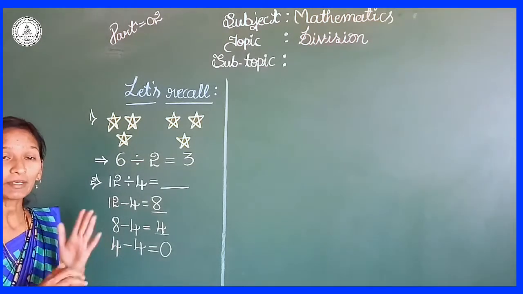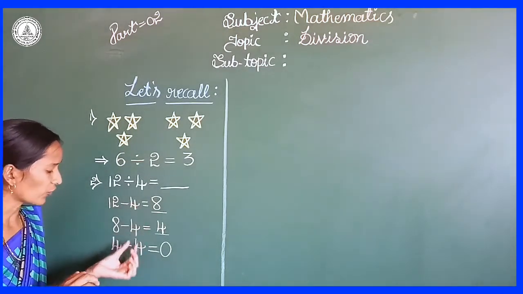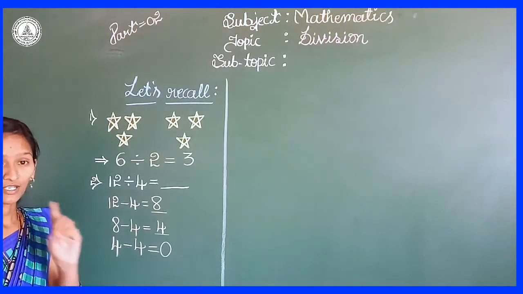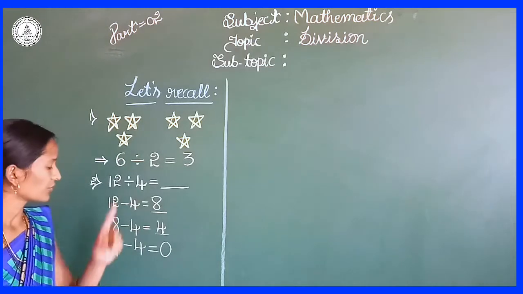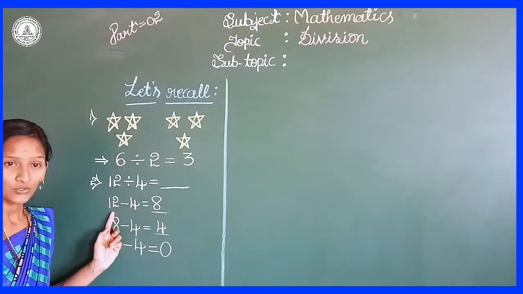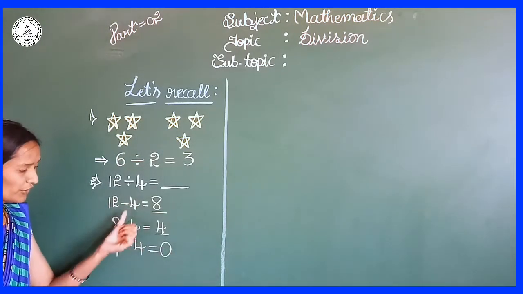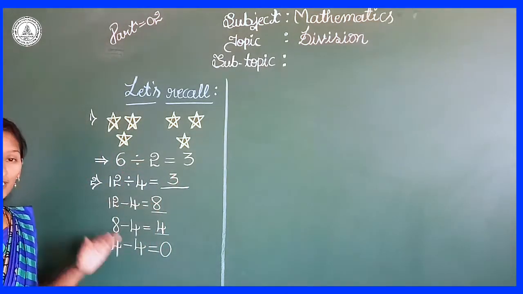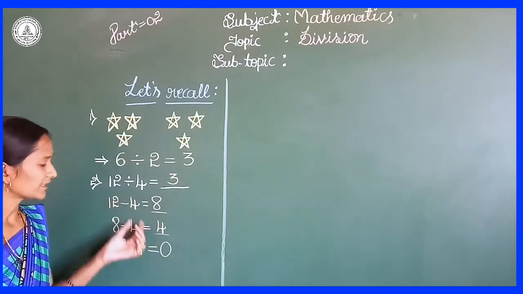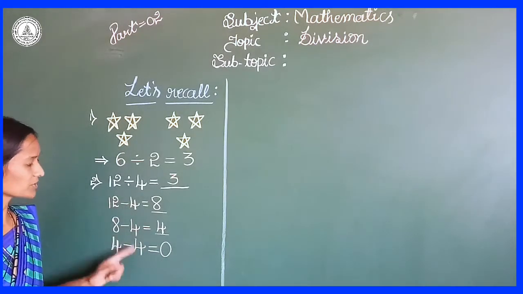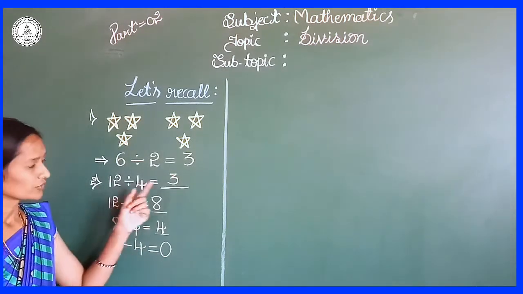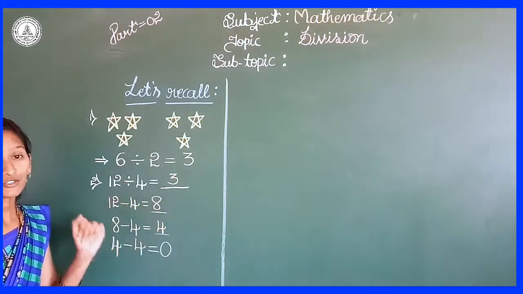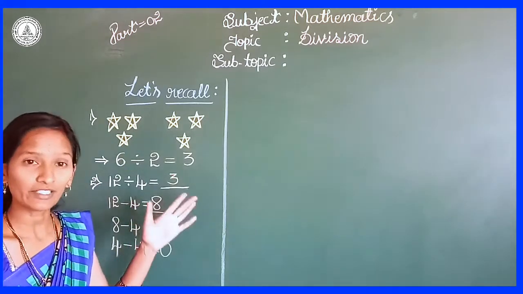Here, we repeatedly subtract the number 4. How many times? 1, 2, 3 times, 3 times from 12. So what is our answer? 1, 2, 3. So 3 is our answer. In this problem, we subtract the number 4 three times from 12, and we get 3 as the answer. So, my dear students, this is about our previous class.